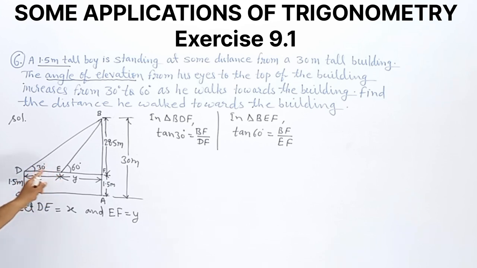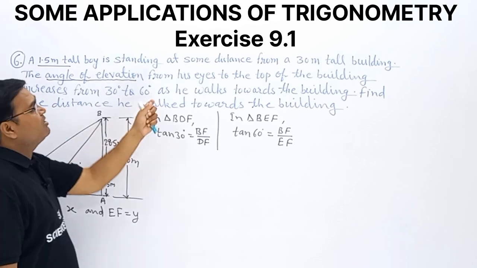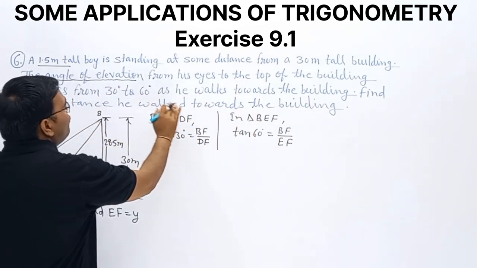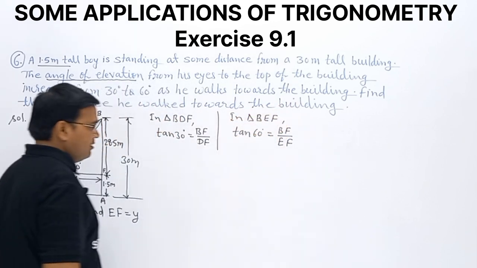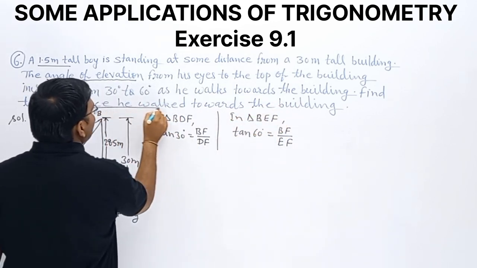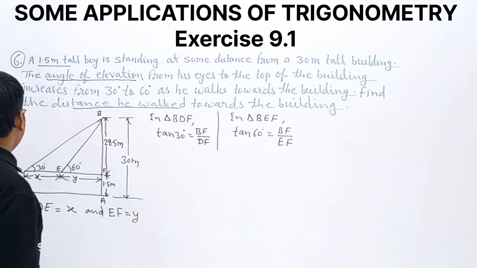After some time, once the boy walks towards the building, at the point the boy's angle of elevation is what? Increased from 30 degree to 60 degree. Clear? This is the meaning of this sentence. Find the distance he walked towards the building. What we want to find? We want to find the distance he walked towards the building.